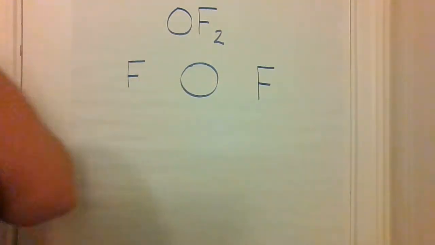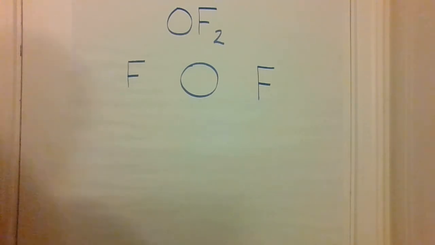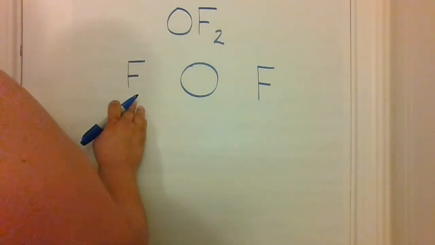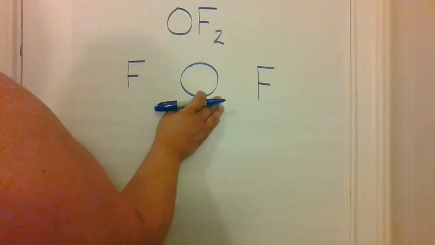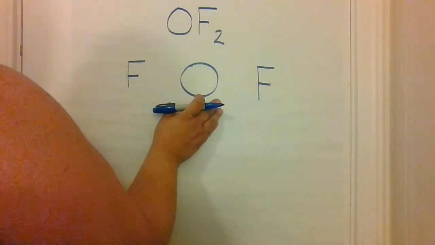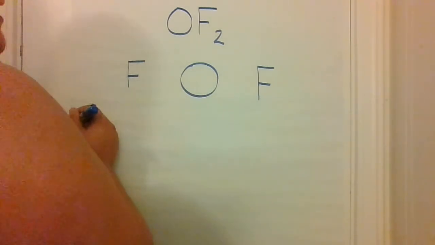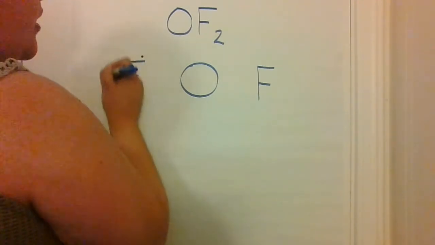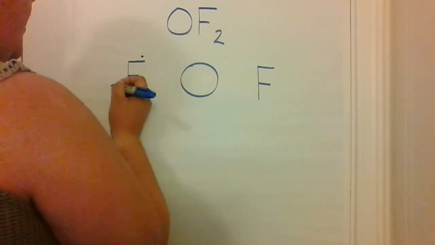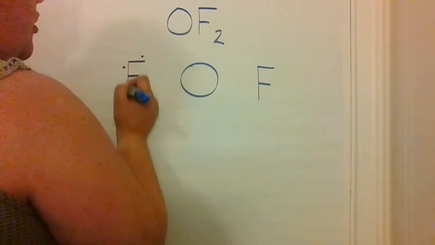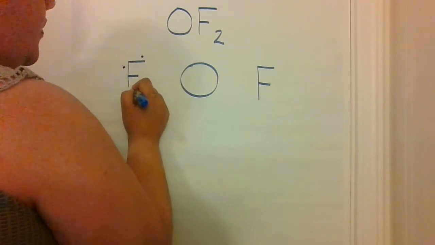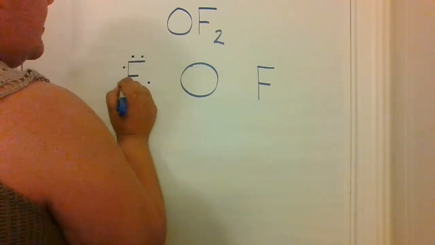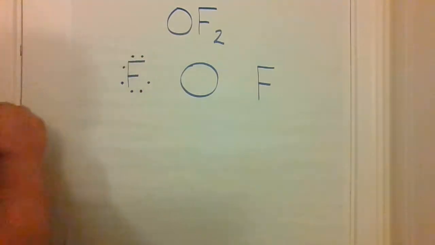We also know that fluorine has 7 valence electrons. So let's go ahead and place those now. We're going to place our fluorine valence electrons and then come back and place our oxygen valence electrons. So we have 7 for fluorine. We're going to start here and I'm going to work my way counterclockwise on this first fluorine. So there's 1, 2, 3, 4, 5, 6, and 7.